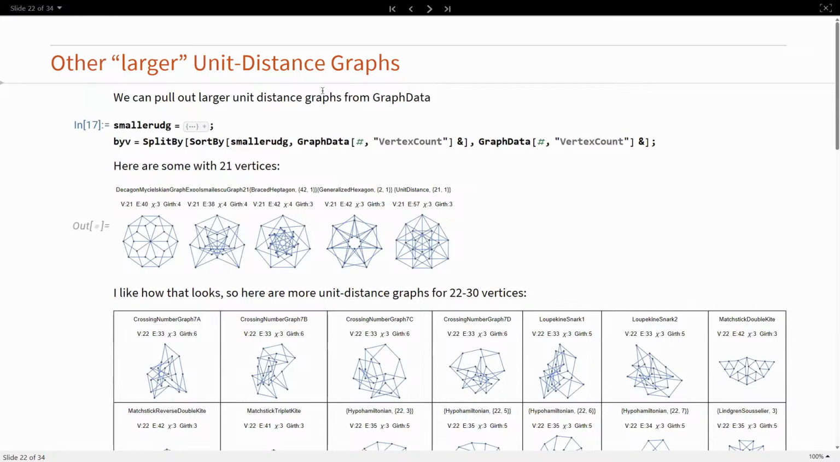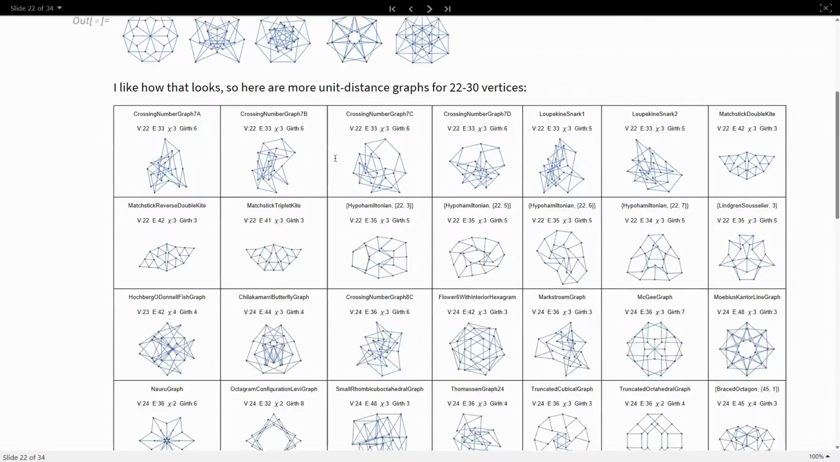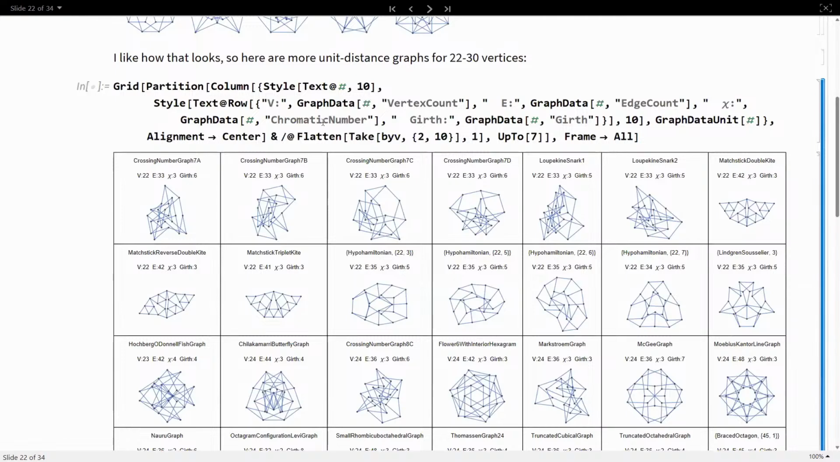We can pull out some larger graphs. So here's a group of unit distance graphs, including the braced heptagon. And I kind of like how those look. So here's a whole bunch of unit distance graphs. The crossing number graphs are in, well, let me show one of them here. Let me grab this.